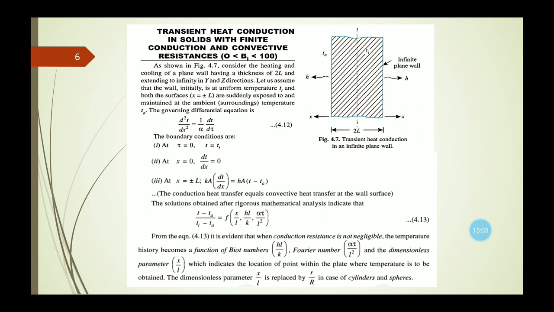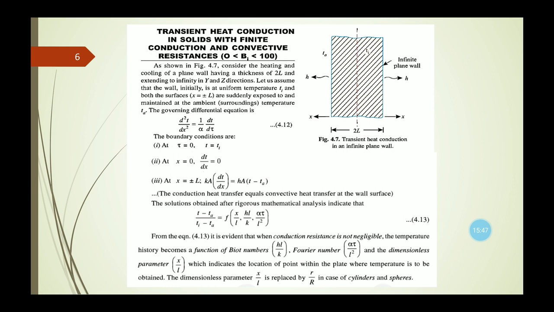Let us discuss one new topic, that is the transient heat conduction in solids with finite conduction and convective resistances. Here the range of the Biot number is 0 to 100. Till now, when we have discussed the Biot number, it was less than 0.1 for the given shapes. Whatever we will discuss right now, the range of the Biot number is 0 to 100. In the given diagram, the transient heat conduction in an infinite plane wall is shown.